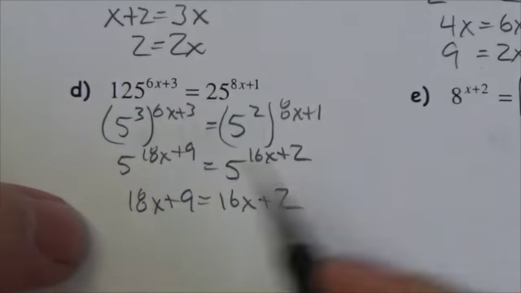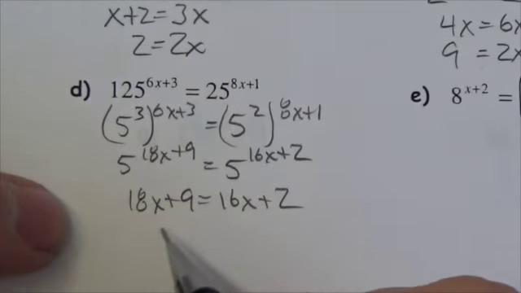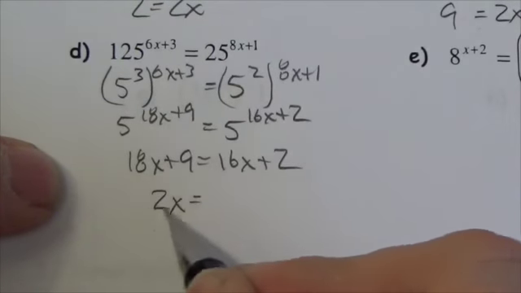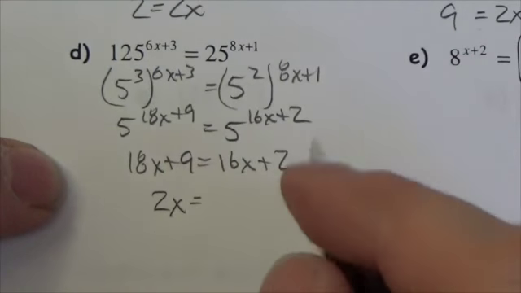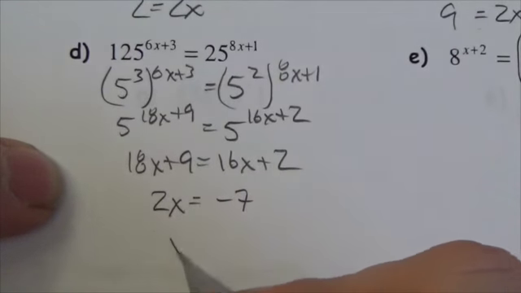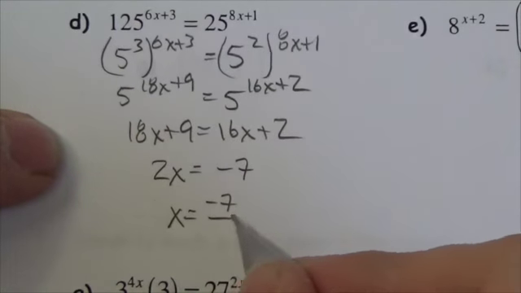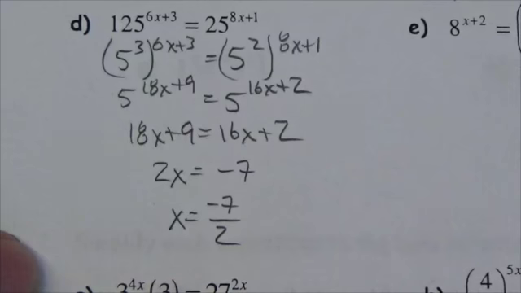I'll bring the 16x over to the left-hand side because I know that that's going to give me a positive value in the front here. And it's going to be a nice number here, 2. Subtract the 9 from both sides, I'm going to get negative 7. And so now when I divide out that 2, I'm going to get negative 7 over 2. And there's my solution.